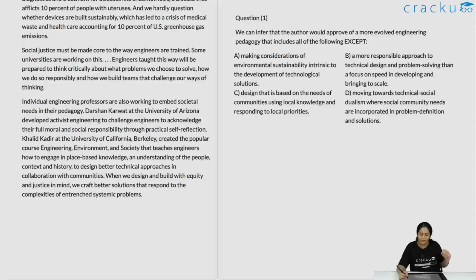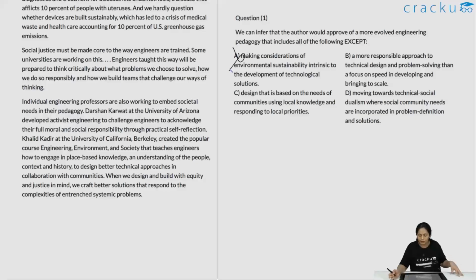So the first question is, we can infer that the author would approve of a more evolved engineering pedagogy that includes all of the following except: make considerations of environmental sustainability intrinsic to the development of technological solutions. This is something that she actually mentions. She mentions that we never considered the sustainability of the medical devices that we made, and that has led to the catastrophe of production of greenhouse gases. They contribute to 10% of greenhouse gases as such. So this is something that she would definitely want to include. So we can eliminate that.